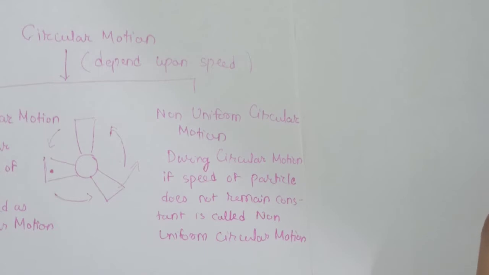What does that mean? During circular motion, if the speed of the particle does not remain constant, it's called non-uniform circular motion, as we have studied in the example of the fan. While the fan gets switched on, speed will increase until it achieves constant speed, and after switching off, speed will decrease. So during that time interval, it will be non-uniform circular motion.